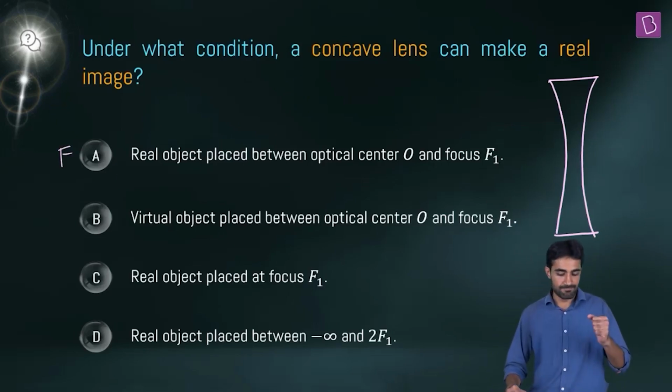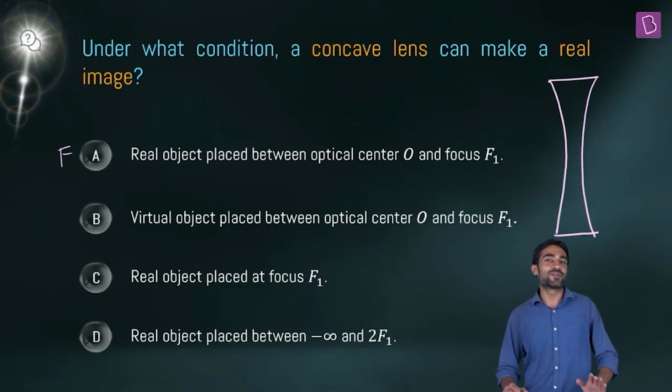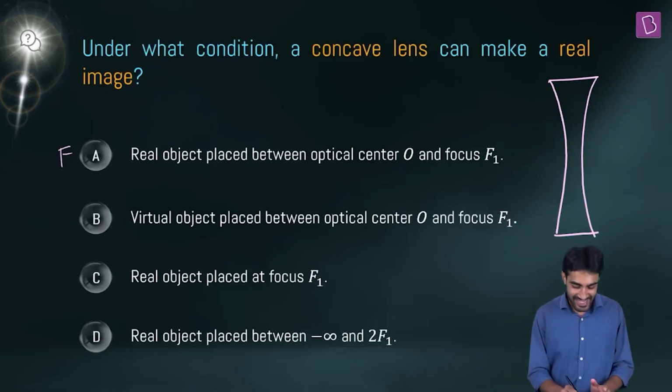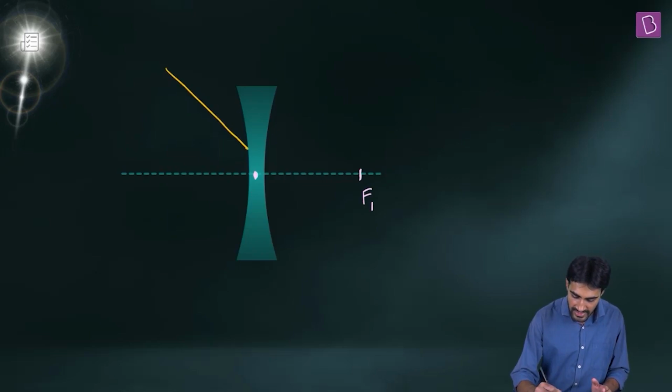What about option B? Virtual object between optical center O and focus f1. Okay, let's talk about this virtual object. Suppose this is f1, our focus f1, and this is optical center O. Now let's take our object. So we will say that the incident light rays are appearing to meet at this particular point. So we will have a virtual object. So they appear to meet at this particular point. Very nice. So this is our virtual object.